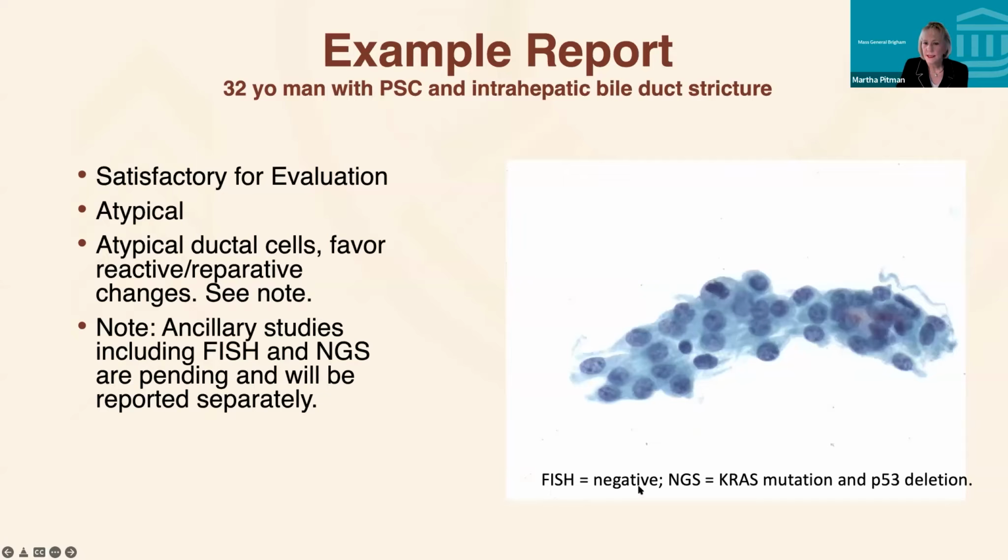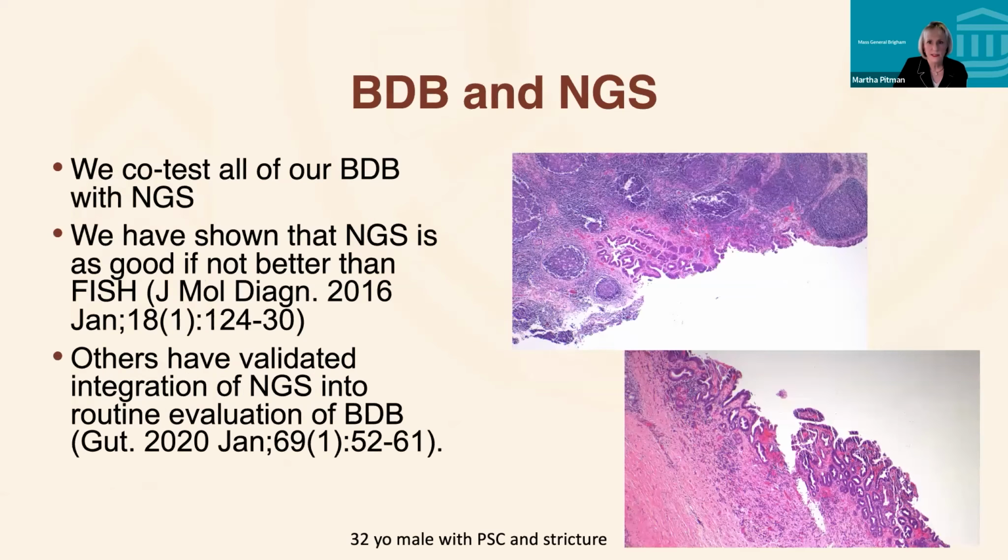came back later as negative for FISH, but the next-gen sequencing showed a KRAS mutation and a P53 deletion. Those are concerning. KRAS says I'm likely dealing with a neoplasm, and P53 is a high-risk mutation. Well, this patient had a repeat showing the same mutations, and he went to hepatectomy, which showed the background PSC, but foci of high-grade dysplasia.